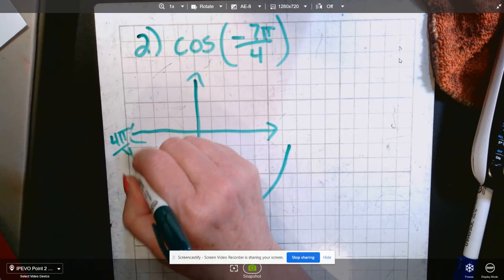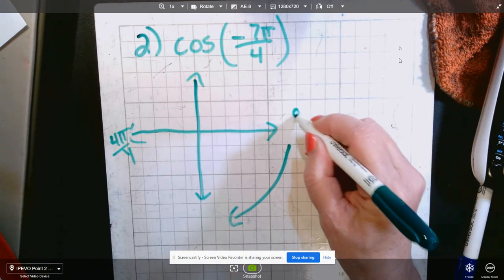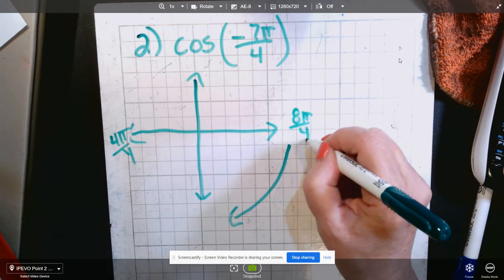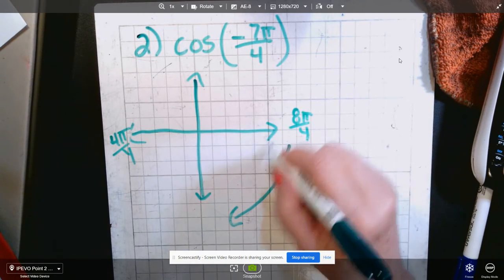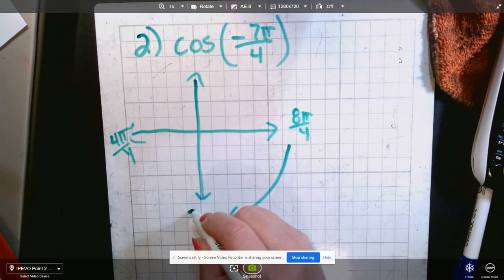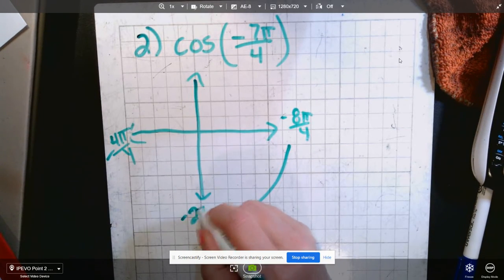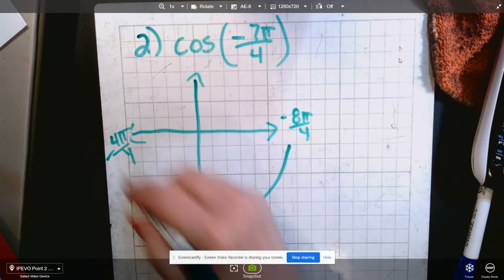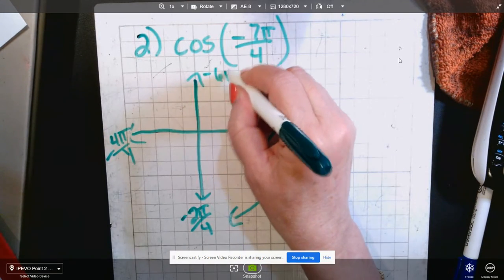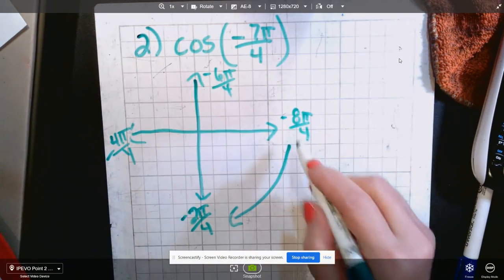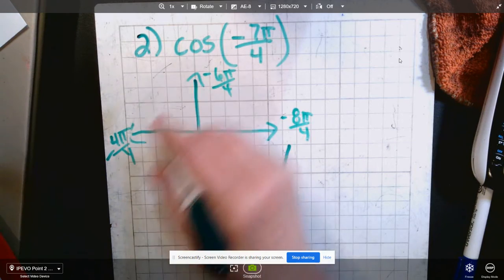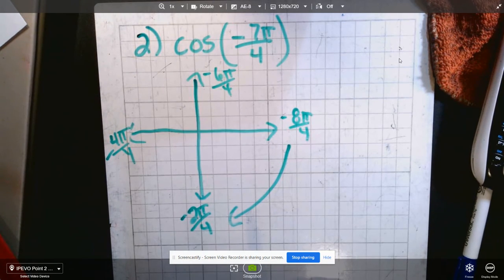4 pi over 4. And if I went all the way around, this would be 8 pi over 4. But now, between here and here is 4 pi over 4. So this is actually negative. So this will be negative 2 pi over 4, negative 4 pi over 4, and this will be negative 6 pi over 4. So I'm going 2 pi, 4 pi, 6 pi, 8 pi when I go all the way around.